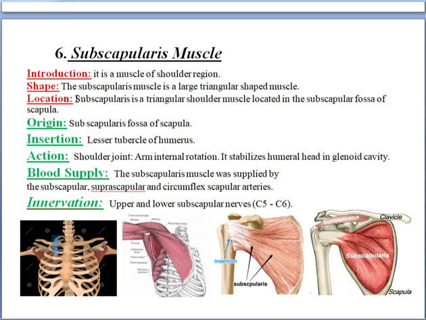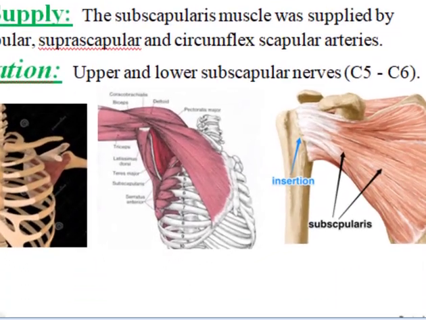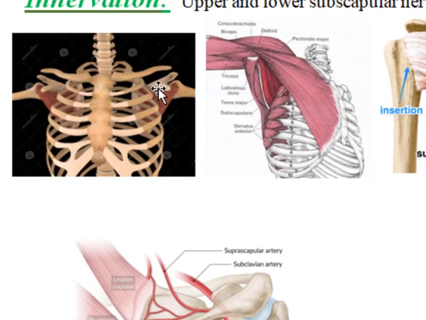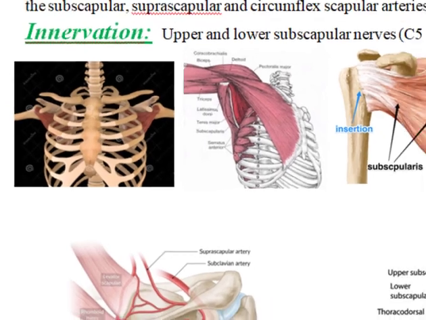What is its location? The subscapularis muscle is a triangular muscle of the shoulder located in the subscapular fossa of the scapula. Now look, in this diagram the red muscle is the subscapularis muscle. Here also you can see it is present posterior to the ribs and anterior to the scapula. There is a fossa formed by the scapula which is called the subscapular fossa, right? So this muscle is present there, that's why we call it subscapularis muscle.